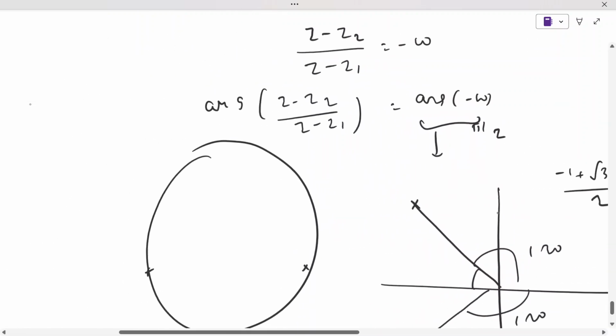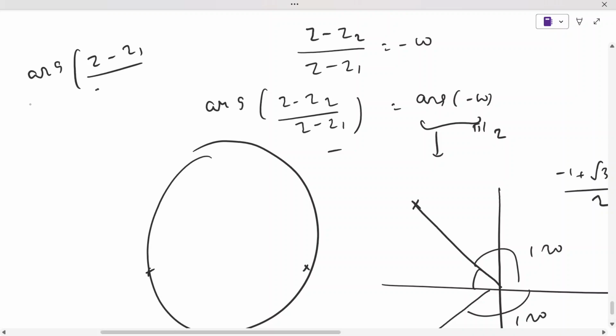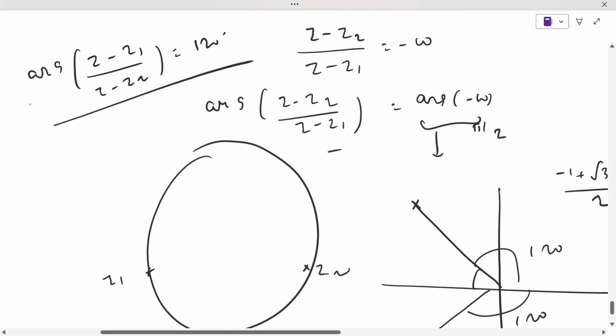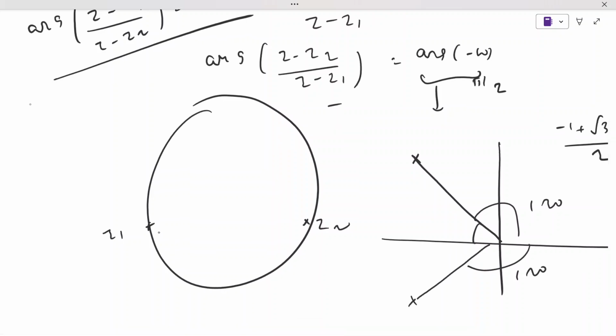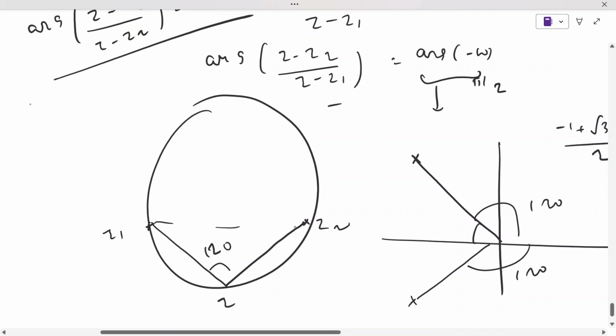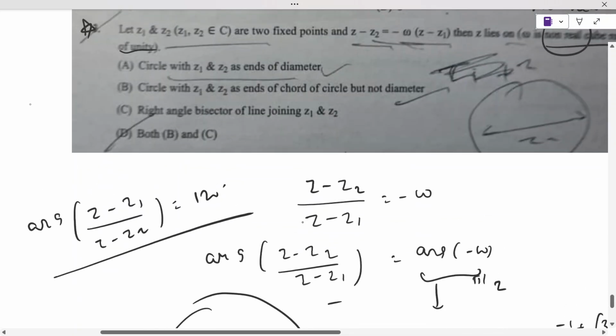So it means if I just switch, then I will write argument of Z minus Z1 upon Z minus Z2, just taking the negative side, that is equal to argument of this, 120. Okay? So we have Z1 point there, Z2 point there, and we have taken a point on the circumference. That angle will look like it will lie on this arc because this angle is 120, isn't it? This is the scenario, imagine. So a circle with Z1, Z2 as the ends of a chord of a circle, not a diameter, isn't it? Right, the angle bisector of the length.